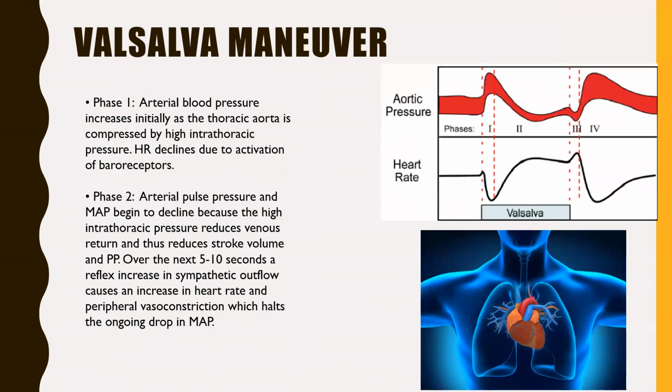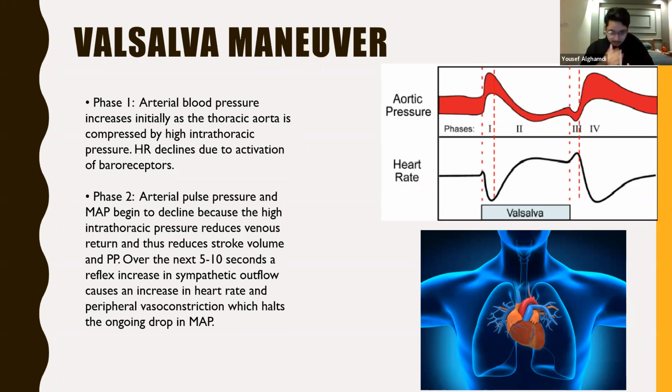Okay, so someone's asking you to repeat phase 2. Yeah, I'll get back to it now. So phase 2. In phase 1, we said that you increase your intrathoracic pressure. So you compress on the aorta, right? When you compress on the aorta, you increase your blood pressure. Your baroreceptor will decrease your heart rate. Okay? During phase 2, your arterial pulse pressure and your mean arterial pressure begin to decline.